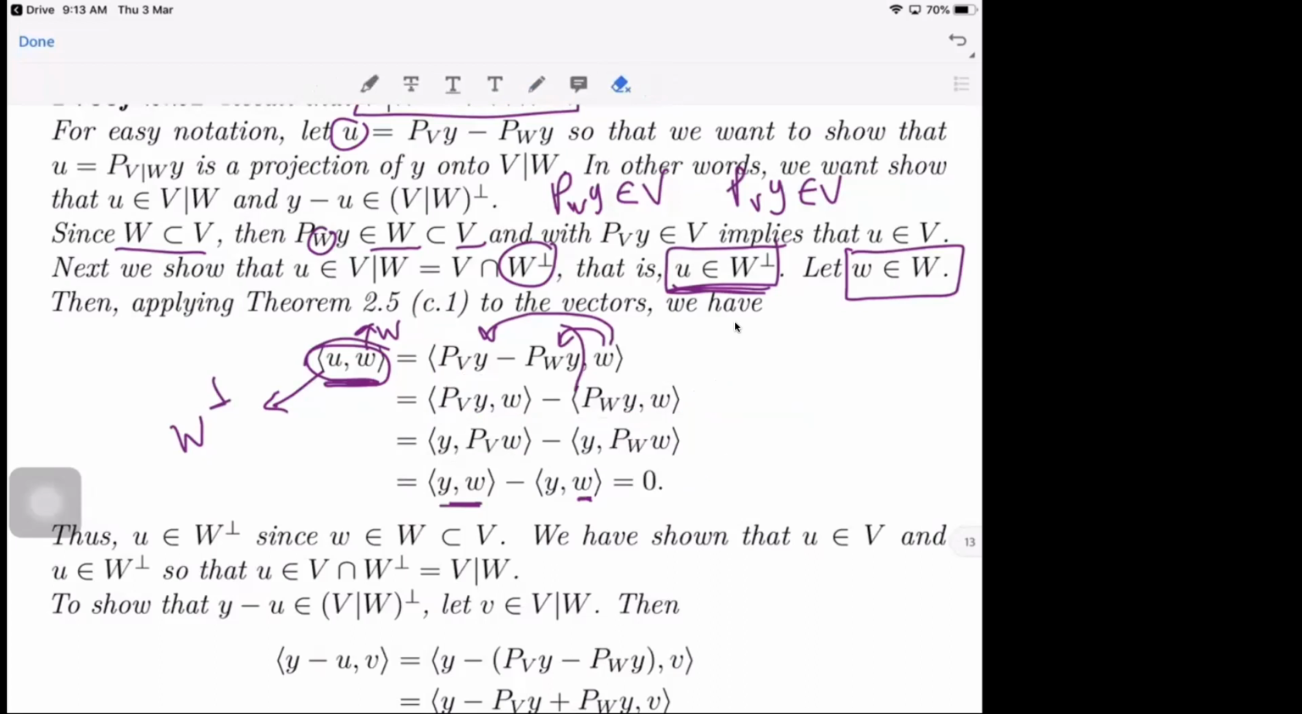So here we repeatedly use that lemma. Let me scan through the book. Lemma 2.5C. So the argument here is repeatedly using theorem 2.5C. That is, the projection of Y onto V is just Y if Y is in V.